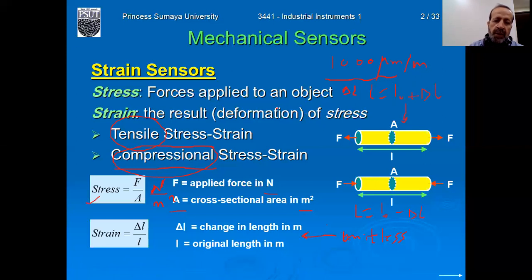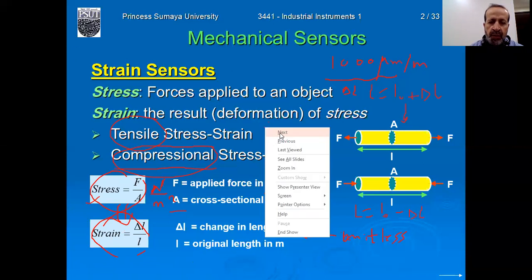Now we see that the cause of strain here is the application of force or stress. So the stress and the strain are related to each other. And the next slide explains the relation through a graph.